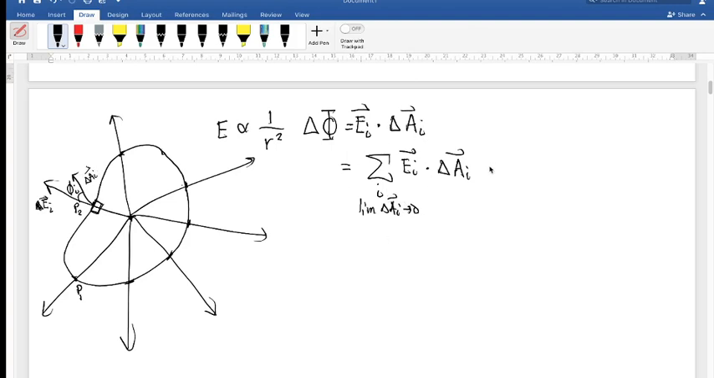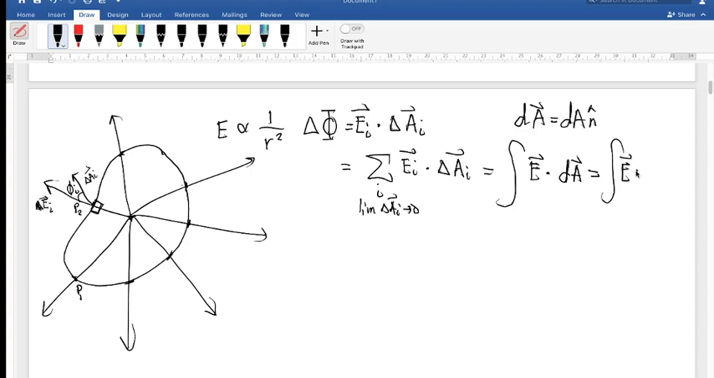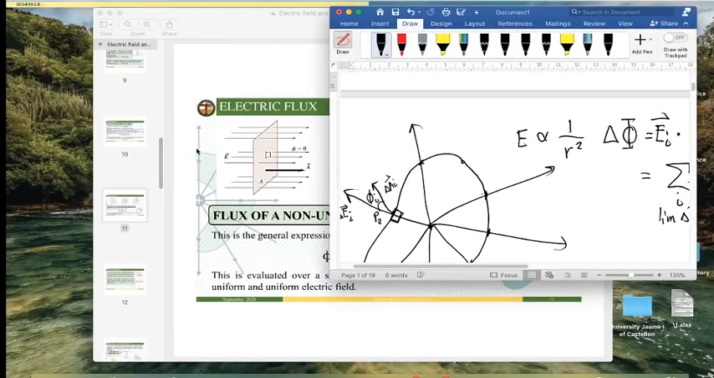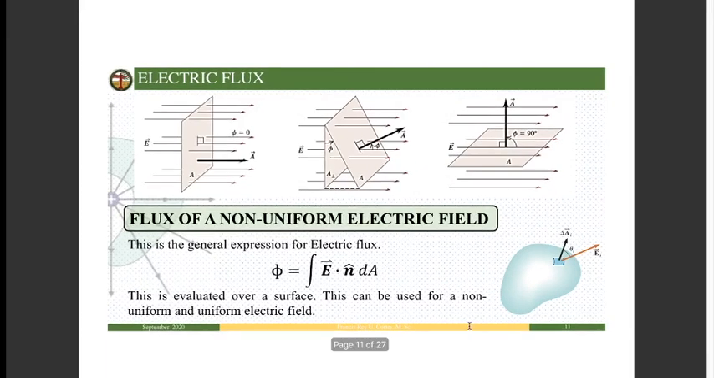So in the language of calculus, this will just equal the integral of E dot dA. Or since dA is actually equal to dA n hat, we can rewrite this as the integral of E dot n hat dA, and this is over a closed surface. Okay, so this is a closed surface. So that is our definition of the flux of a non-uniform electric field.